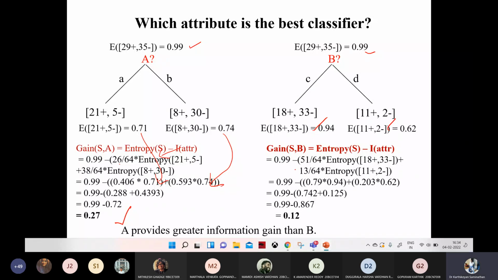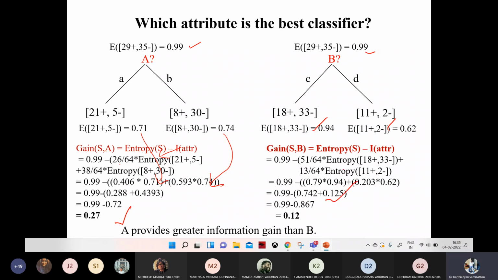Then entropy of S minus I attribute. What is the I attribute? It is this one. So 18 plus 33, 51 divided by 64, same here. Then 13 by 64. When you add all hypotheses together, that is 64. So subtracting the entropy of 18 plus 33, already calculated as 0.94, and here 11 plus 2, already calculated as 0.62, you can add it up.